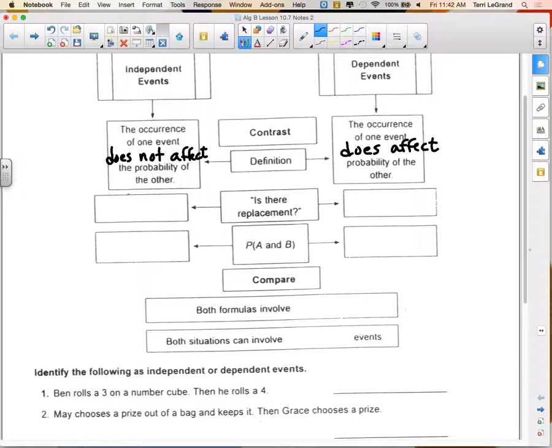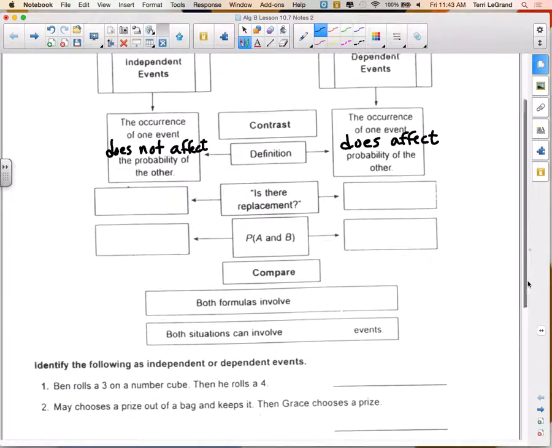When it's dependent, one is dependent upon the other. Its probability is affected by the other. When it's independent, they work independent of each other, and they don't have to worry about what happened to the other one.